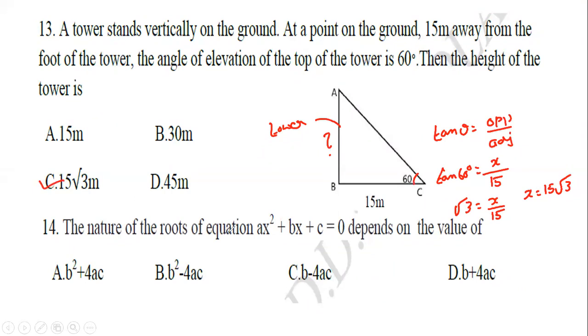Next, the nature of the roots of ax square plus bx plus c equals 0. Here the nature of the roots depends on the value of delta. We know the formula, delta is equal to b square minus 4ac. So which option is right? Option B is correct.